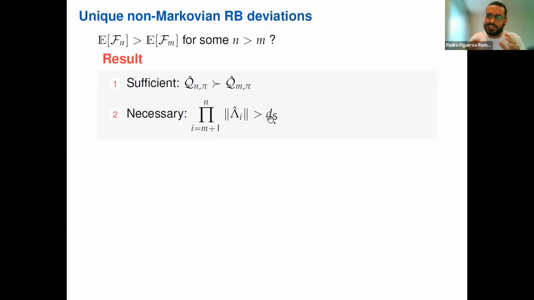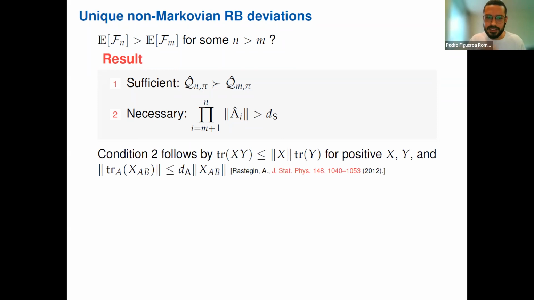It's how it increases the purity as a square. That's a small technical detail, but the point is that it has to increase the purity by at least the size of the system squared. And then just to tell you how this condition follows, it just follows by this inequality for positive x and y, and this other inequality, which is just an inequality for marginal states, you can think, or reduced operators.